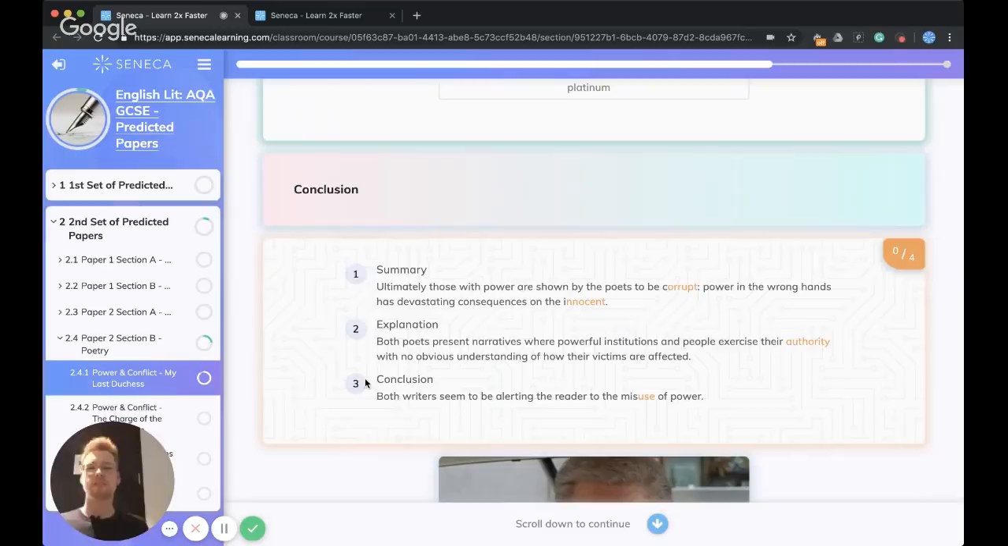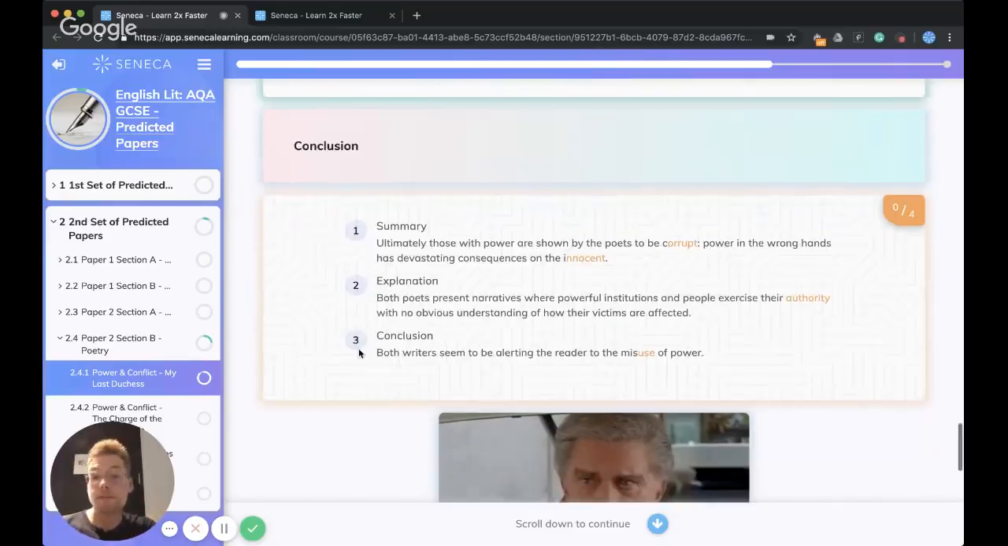Conclusion: a good thing to do is to have a summary. So ultimately, those with power are shown to be corrupt. Power in the wrong hands has devastating consequences on the innocent. Give a nice explanation, and in that explanation, link both of those poets. Remember, comparative essay, you need to talk about both poems. And then have your conclusion. Again, just a nice, quick, single sentence summarizing the rest of it.